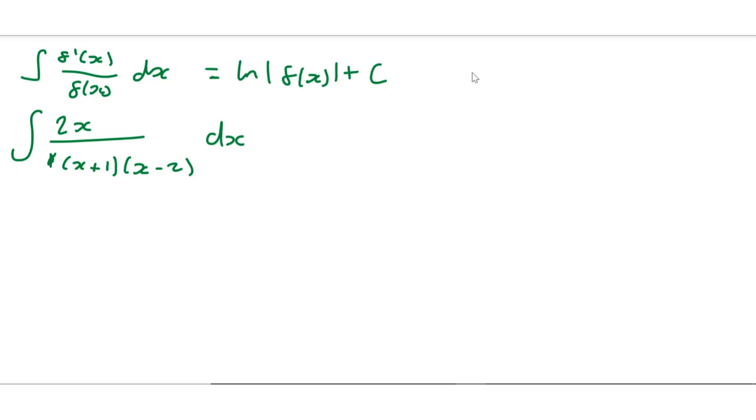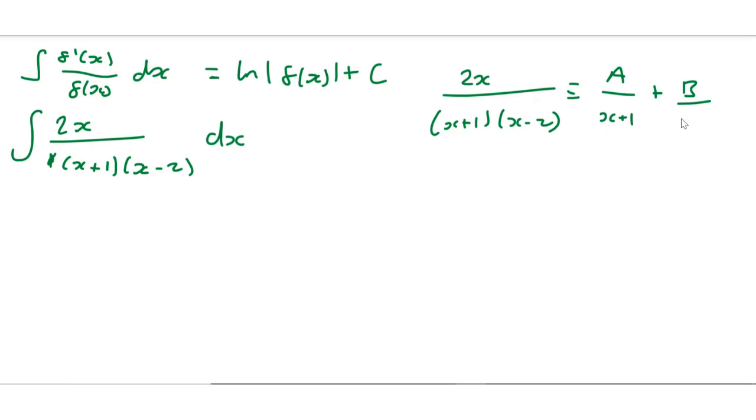So we set 2x over x plus 1 times x minus 2, and we try and decompose this into the form a over x plus 1 plus b over x minus 2. And so to do this, we need to find a and b such that this is true. So 2x is identical to a times x minus 2 plus b times x plus 1.